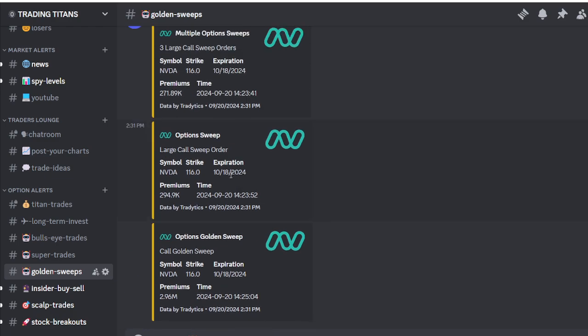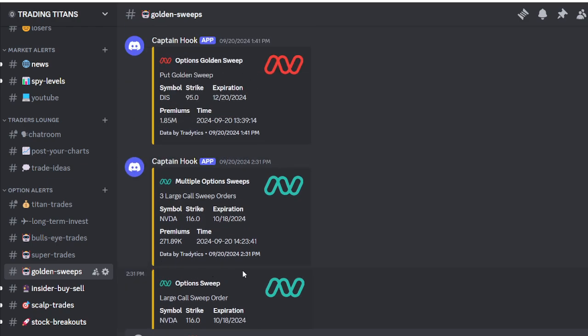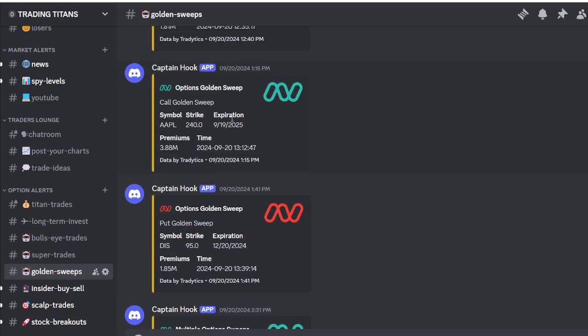So there's another example. And then you have NVIDIA calls for 116 October. October 18th, you have another one, 116, you have another one popping. So you have three large orders coming in for the 116 strike on Nvidia for October 18th. And then you have very high premiums on this. Disney is actually interesting. You have a 95 call for December. I definitely think Disney is going to continue to go higher from here. You have an Apple call.